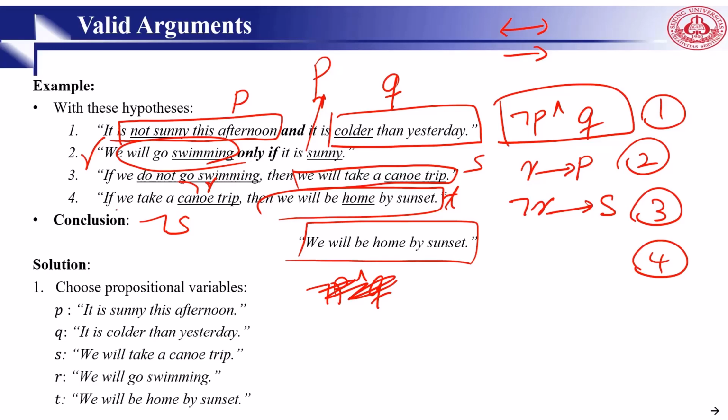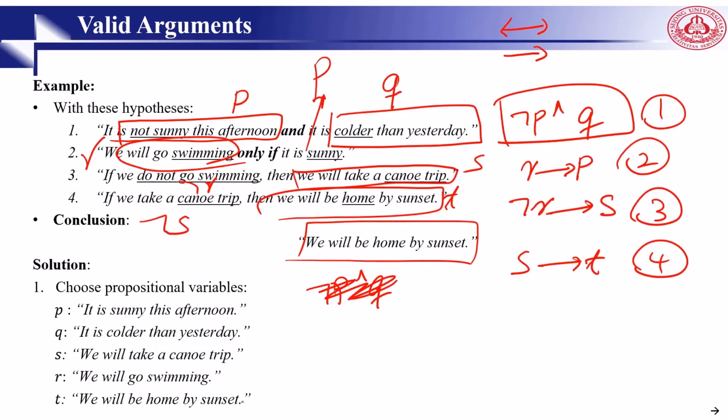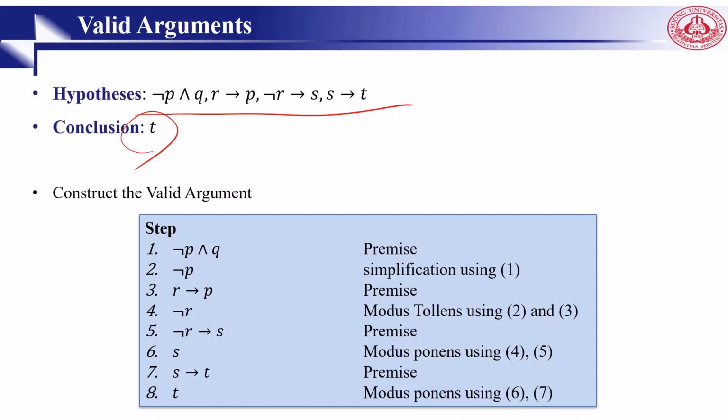If we take a canoe trip, then we will be home by sunset, which means T. Based on this, we want to see whether T happens or not. So our hypothesis is, as we discussed already, and the conclusion is T, right? How do we come to this conclusion? We start from 1, not P and Q. This is the starting point.